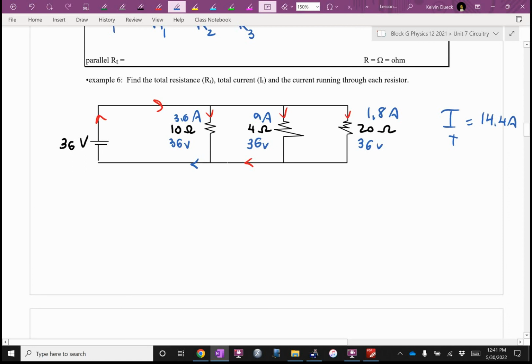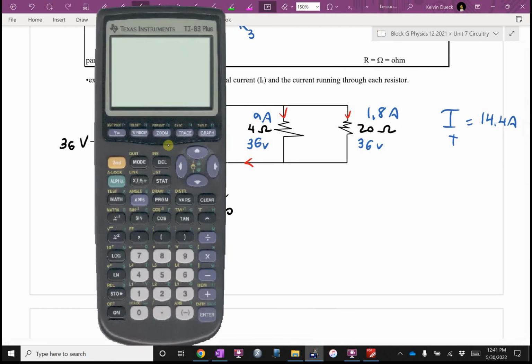Or I could go like this. I could combine this 10, this 4, and this 20. The 10, the 4, and the 20 are in parallel with each other. So write this down, but don't go to your calculator yet. I could go 1 over R parallel, there's my abbreviation for R parallel, equals 1 over 10 plus 1 over 4 plus 1 over 20. Write that down and then just pick up your calculator, but don't type.